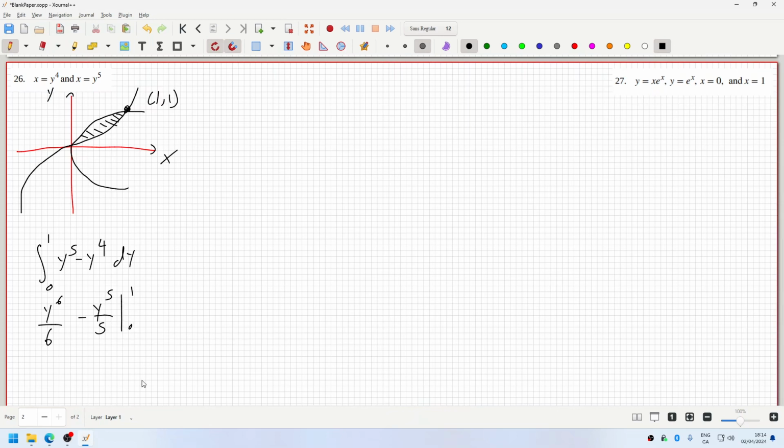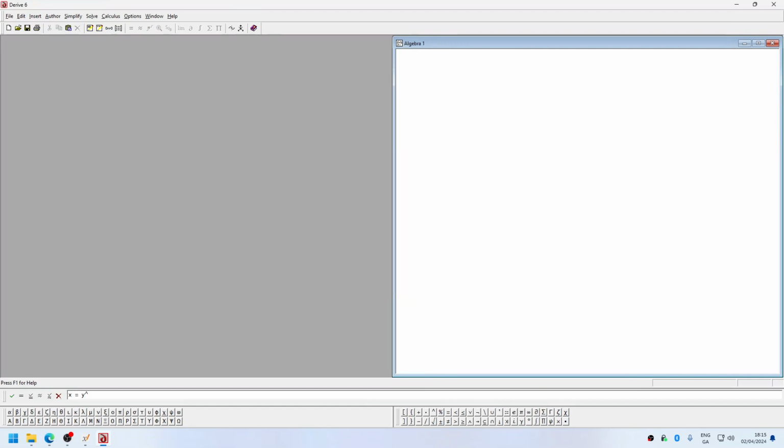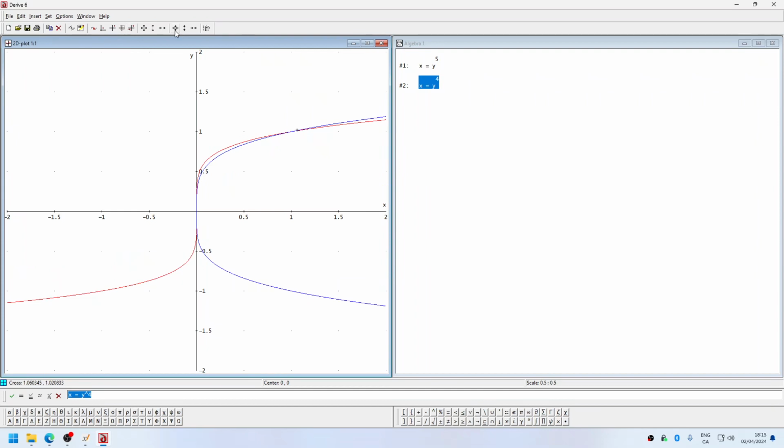So that, let me put my light on. 1/6 minus 1/5 is, oh, and it's a negative, so that means I actually had it backwards. So I better graph it now, since I might have had the wrong picture in my mind. x equals y power 5, and then x equals y power 4. Okay, it's flatter than what I thought.